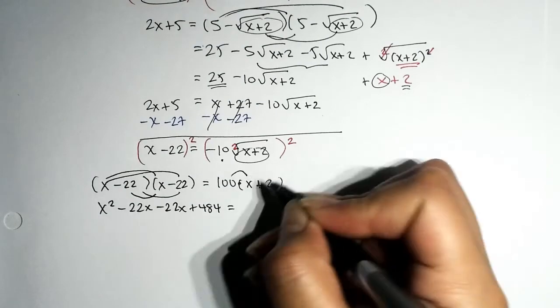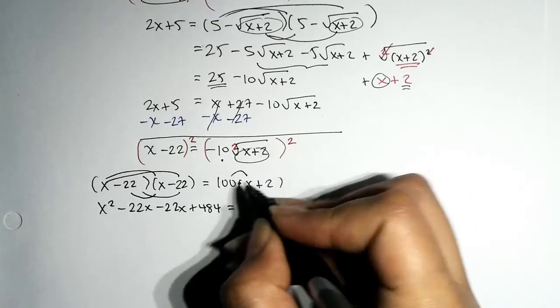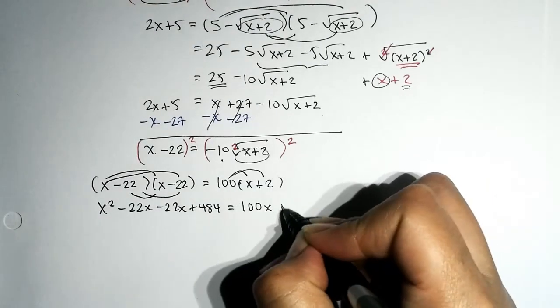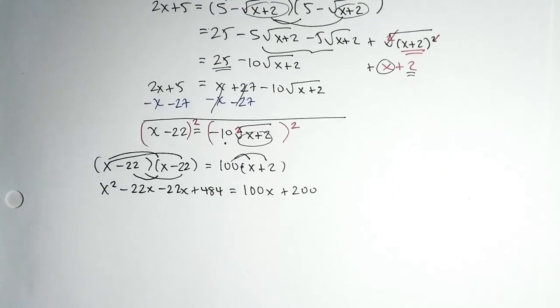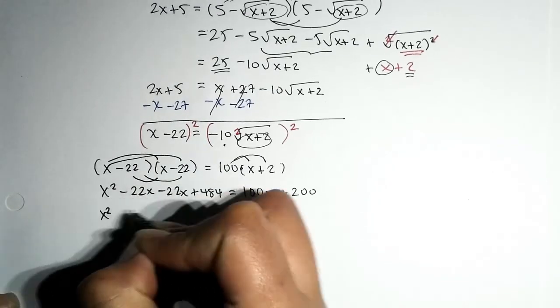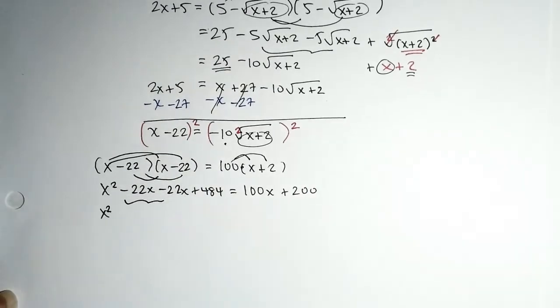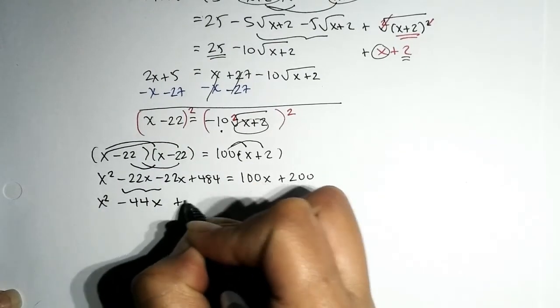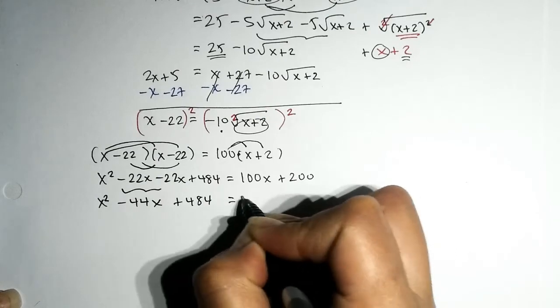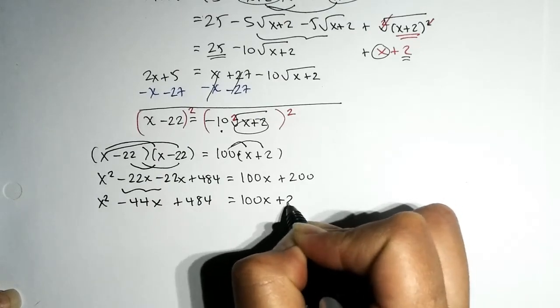Product of 100 and x will give us 100x. Product of 100 and 2 will give us 200. Okay, on the left side, let's combine the like terms. So the sum of the variable terms will give us negative 44x. We have one constant term, and let's bring down the right side, which is already simplified.